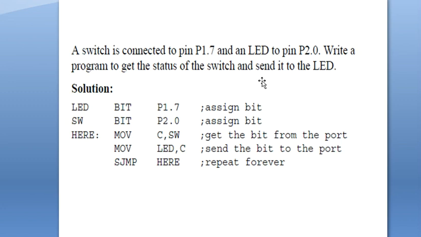So we are going to see a program here. We are using the switch and LED, and based upon the status of the switch, we are going to make the LED on and off. So here in this case, a switch is connected to P1.7, right?